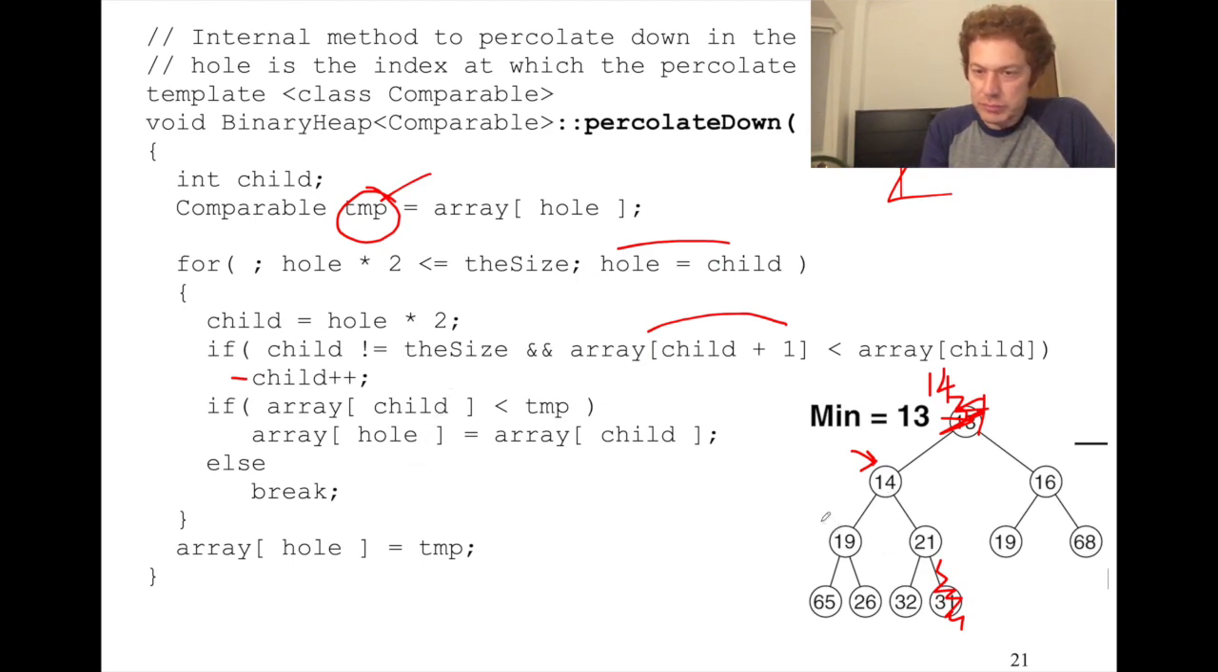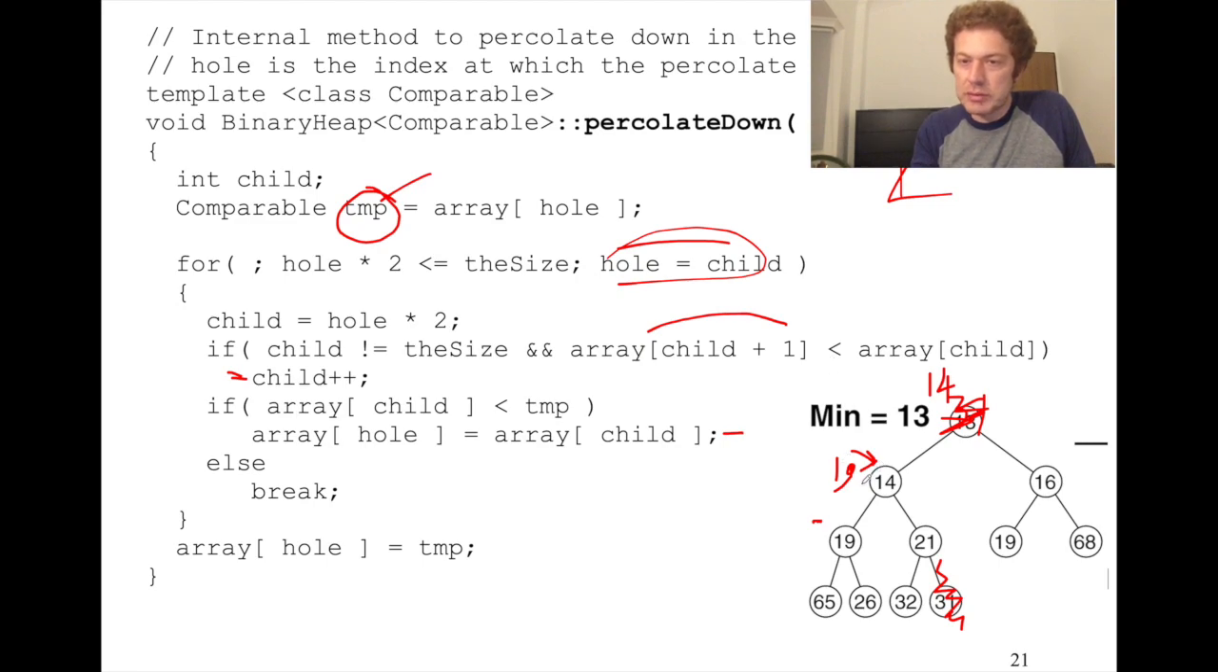Now do the same. Look at the left child of this and look at the right child. So 21 is not less than 19, so don't execute this. So this is my child. Is 19 less than 31? Yes. So you move 19 up, so 19 goes here by that statement. Hole, remember, was 2. So array 2 is that child 19. So 19 is duplicated now. Note that 14 is not duplicated anymore. And when I come back to my for loop, hole is child, and that is the child I have used, this one. What is that number? 1, 2, 3, 4. It is 4. Hole is 4 now.